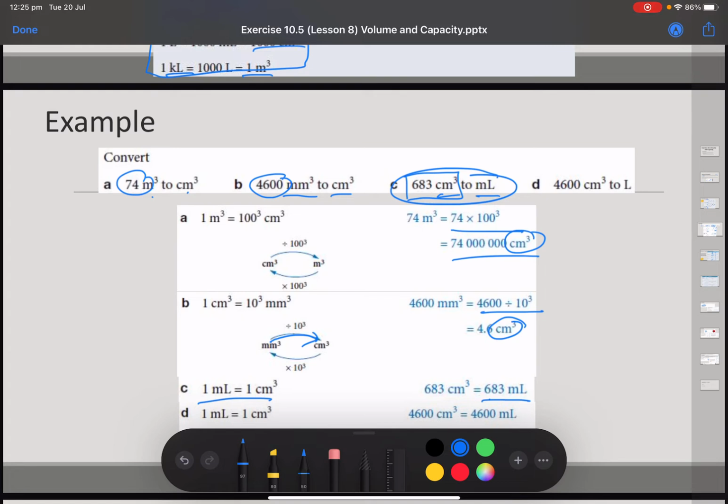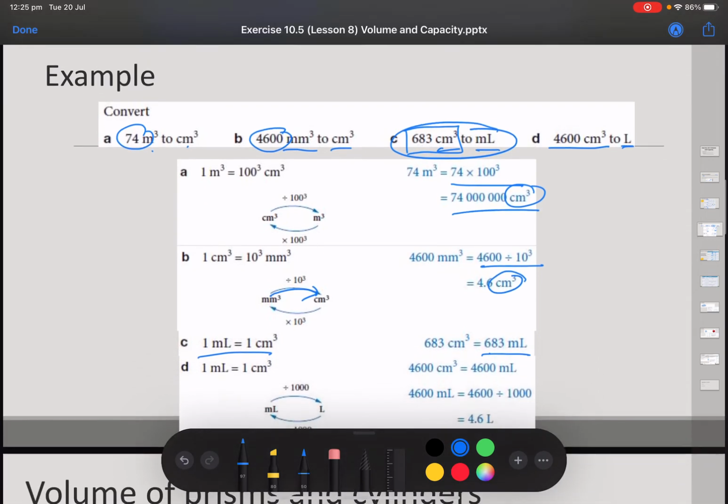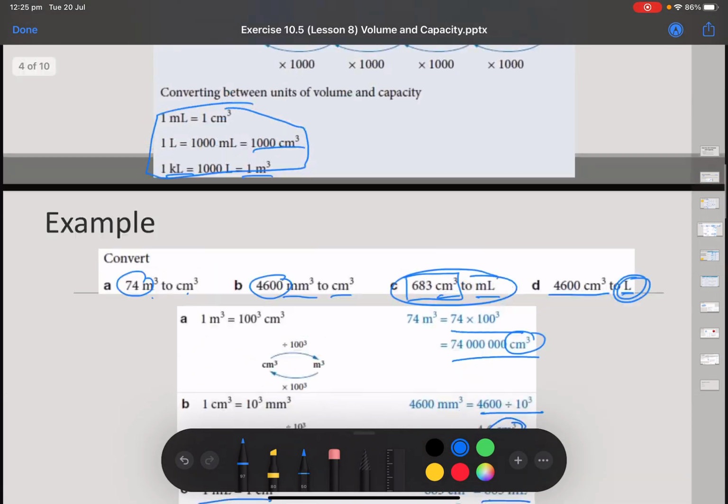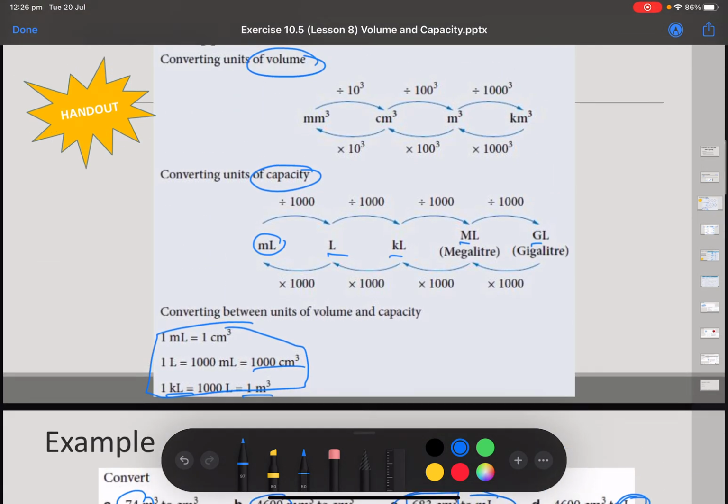Final one: 4,600 centimeters cubed to now liters. First we need to make sure that we can convert milliliters to liters and liters to milliliters. We know that 1 mil again equals 1 centimeter cubed, so our 4,600 centimeters cubed is the equivalent of 4,600 mil. Then we convert our mil to liters because that's what the question is asking. In order to go from mils to liters, we divide by 1,000, which is what we've done. So 4,600 divided by 1,000 is 4.6 liters. All of this involves using our conversion of units chart.